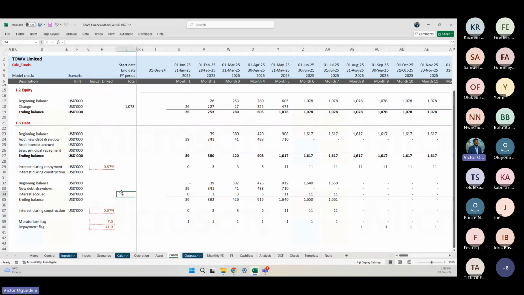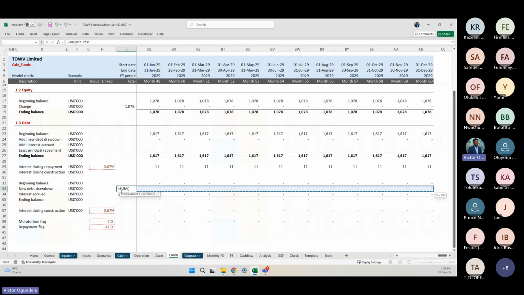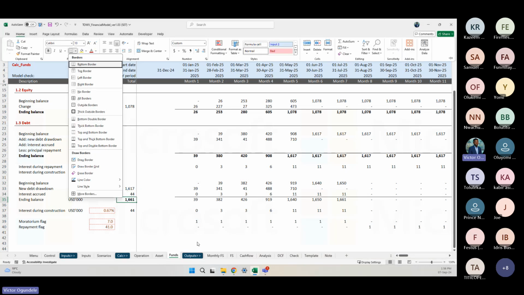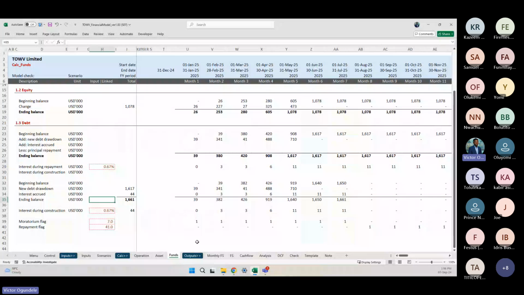So here you can do the total under your new debt drawdown. Sum the entire row. Sum the entire interest accrued. Also sum it below so that we're sure this is what we are getting. So below here, I can do the summation, new drawdown plus my interest accrued, and that will give us our new debt.